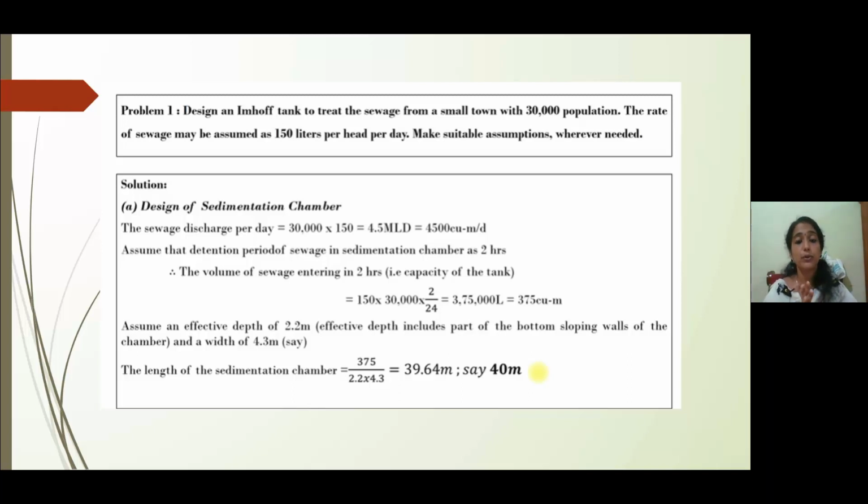Assume an effective depth of 2.2 meter. Effective depth includes part of the bottom sloping walls of the chamber, and a width of 4.3 meter. We are assuming a width of 4.3 meter for the sedimentation tank and an effective depth of 2.2 for the sedimentation tank. Then we can calculate the length of the sedimentation tank, that is the capacity, the volume, divided by the surface area. That is 39.64 meter. Then we can accept a value of length as 40 meter.